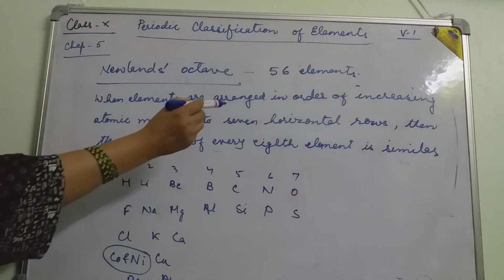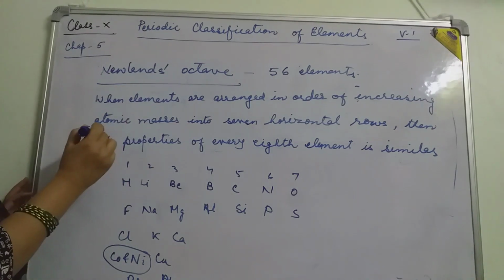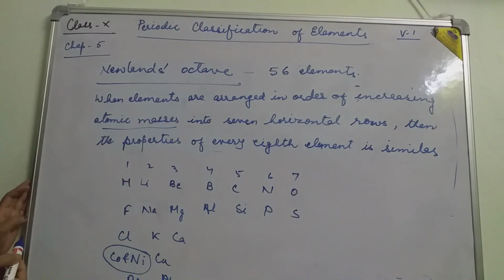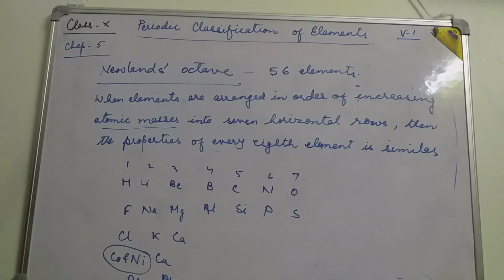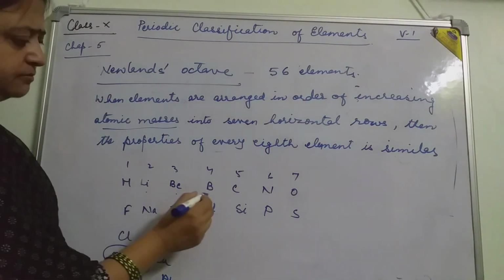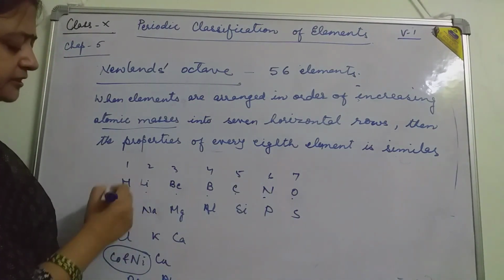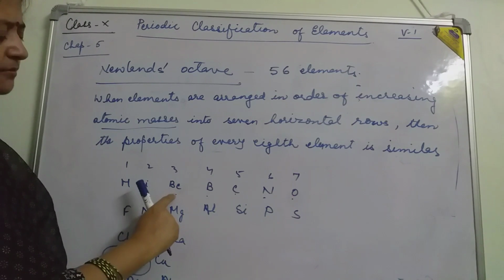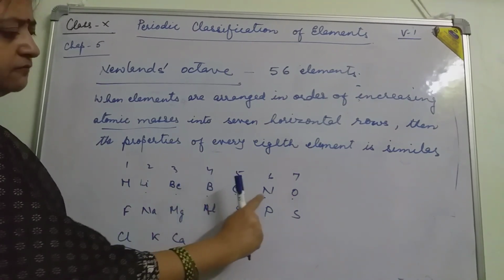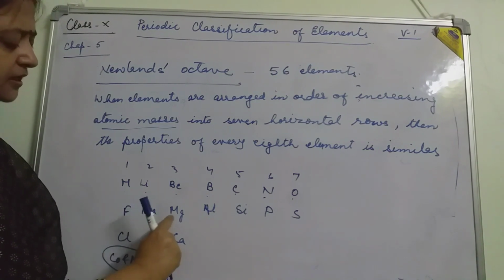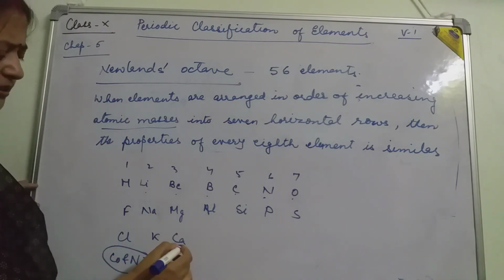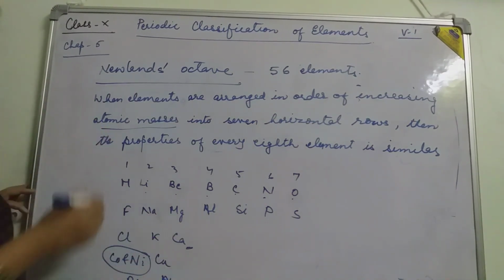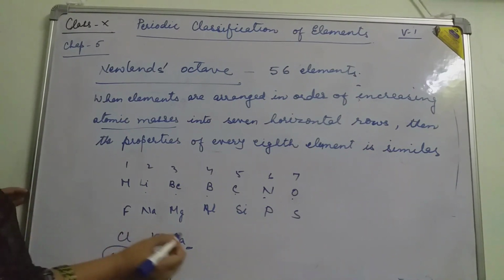He arranged all the elements in the increasing order of atomic masses, because atomic mass is the basic fundamental property known at that time. So Newland's octave is like this: sa, re, ga, ma, pa, da, ni, then sa again is the eighth element. Start from here: beryllium 1, 2, 3, 4, 5, 6, 7 and 8. So the property of beryllium is same as the property of magnesium, but Newland's octave is correct only up to the calcium.